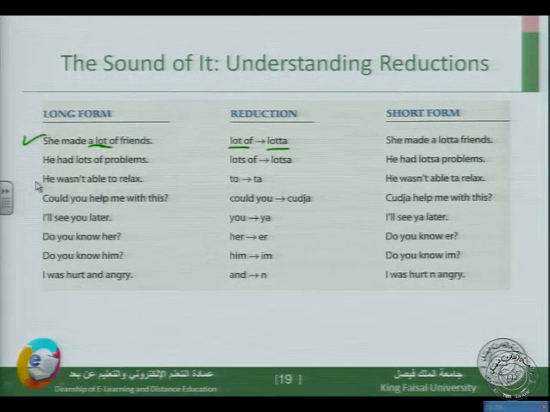Notice, the long form, she made a lot of friends. This is the long form. The reduction must be in lot of. See, lot of. She made a lot of friends. Lot of friends. He had lots of problems. Lots of problems. This is the long form. A reduction will happen in, let's say, he had lots of problems. He had lots of problems. Notice how the reduction works. Long form, he was able to relax.